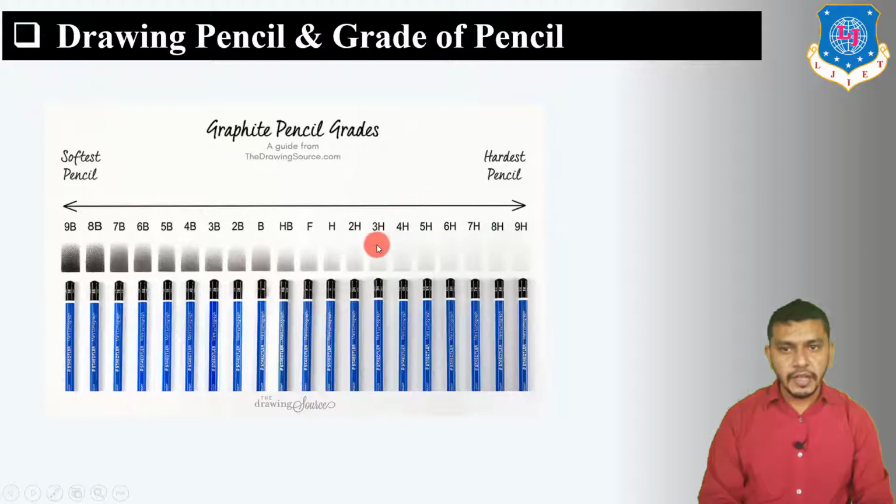In drawing, if we want to draw light outlines, then we will use the H grade pencils. In the B type grade, if you increase the grade of the pencil from B to 2B, 2B to 3B, 3B to 4B, the pencil becomes darker. That means the 2B pencil is darker than the B pencil, the 3B is darker than the 2B, the 4B is darker than the 3B, and the 9B pencil is the darkest pencil. But in engineering, mostly we use 2H and 4H pencils to draw the dark and light outlines. That means if you want to draw dark outlines, we will use 2H pencils, and if you want to draw light outlines, we will use 4H pencils. So 2H and 4H pencils are more preferable in engineering graphics.